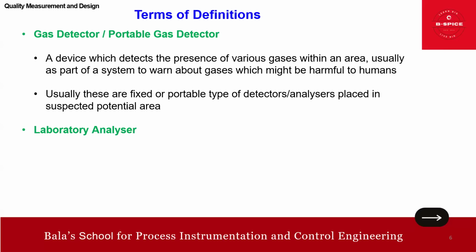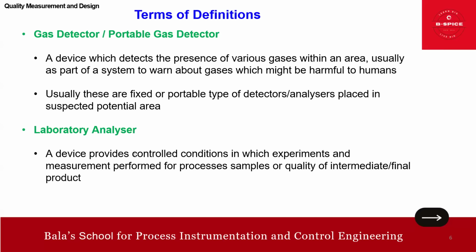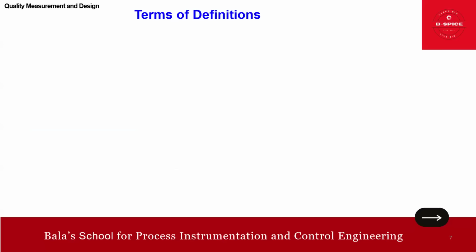Okay, laboratory analyzer, simple. Normally we take the sample and bring it to the lab and do the analysis. The device provides controlled conditions in which the experiments and measurements are performed for process samples or the quality of intermediate and final products. So whatever analysis is done in a lab, that is a laboratory analyzer, for example GCs, gas chromatograph, or melt flow index, etc. Okay, good. So a few more to add on.